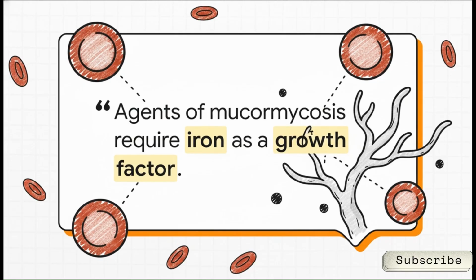Okay, so what makes someone a perfect host for this fungus? Here's a super high-yield and kind of unique fact. This fungus absolutely loves iron. It needs free iron to grow and go wild. This is a big deal because that's not true for most of the bugs you study. So the number one risk isn't just a weak immune system in general. It's any condition that basically serves this fungus an all-you-can-eat iron buffet.